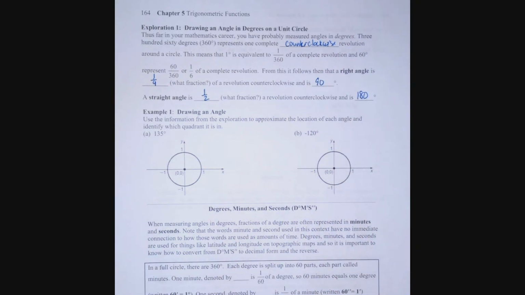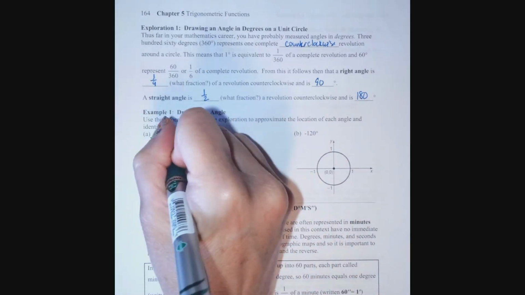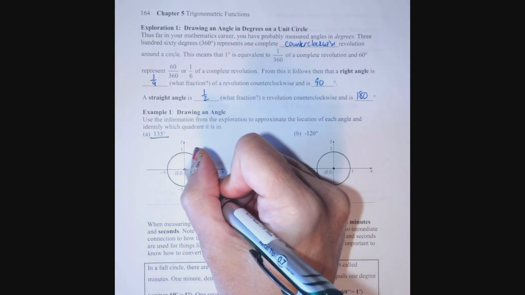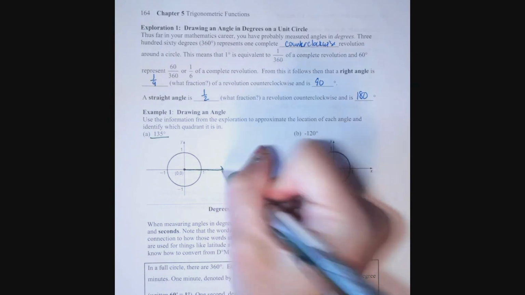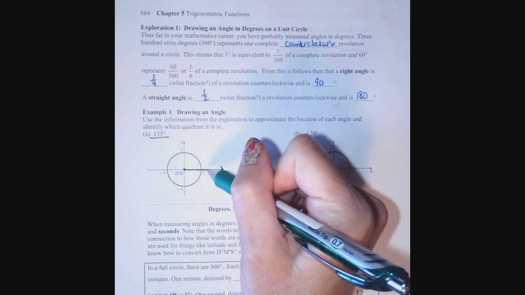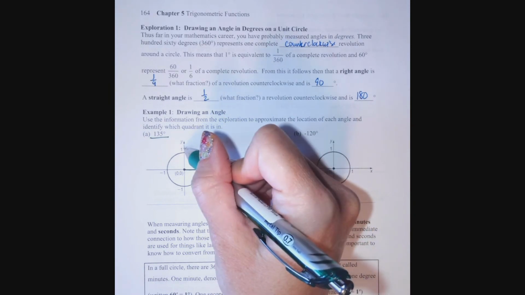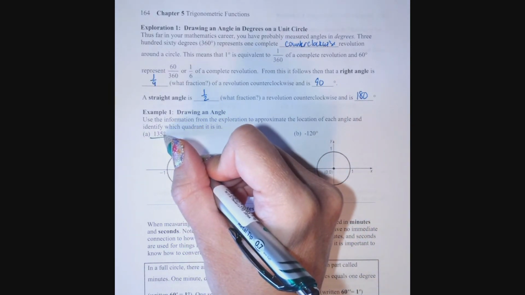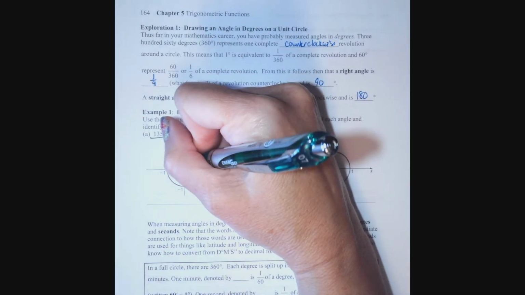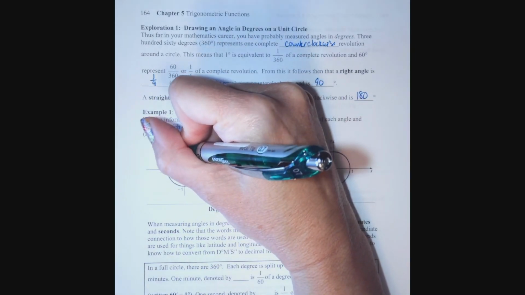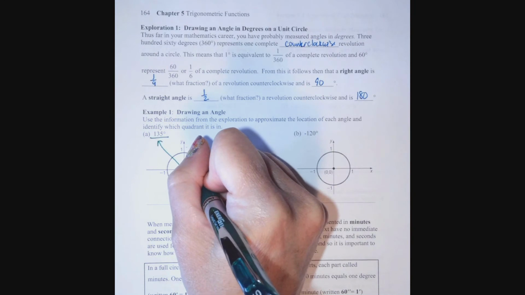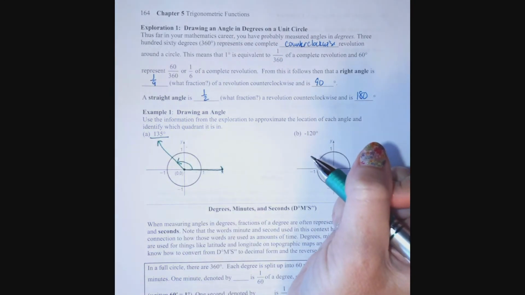Using this information, figure out about where each angle would fall and what quadrants it's in. Well, for A, it gives us 135 degrees. It's positive, so we're going to start at our initial side, our positive x-axis, and we're going to rotate 135 degrees. When I rotate to this y-axis, that's 90, and 135 minus 90 gives me 45 degrees, which would be halfway through the second quadrant. So 135 degrees is going to be about right there.